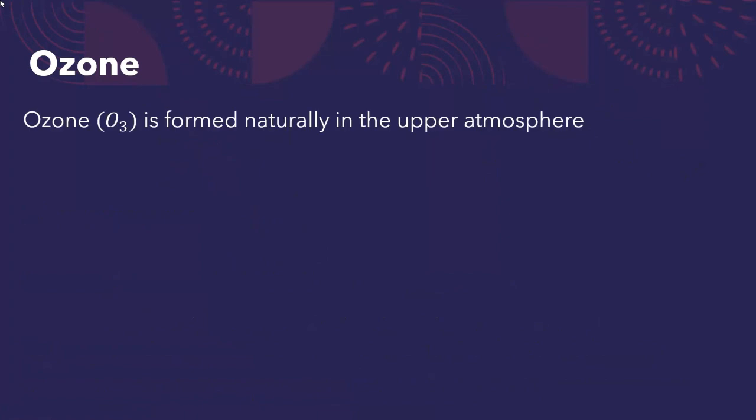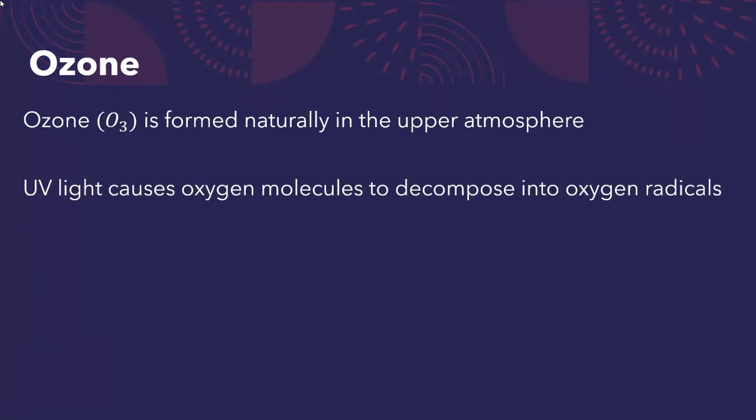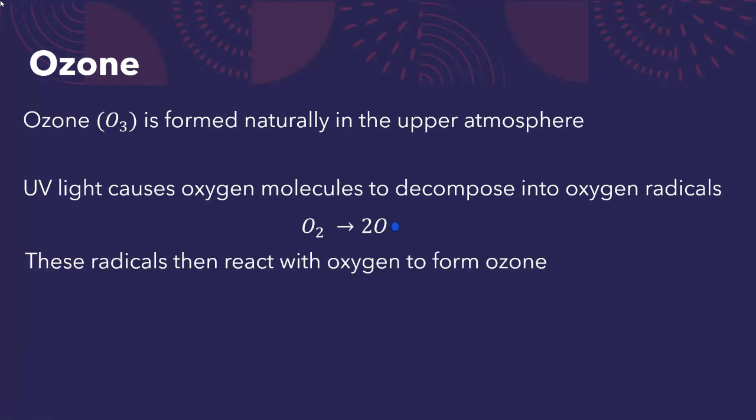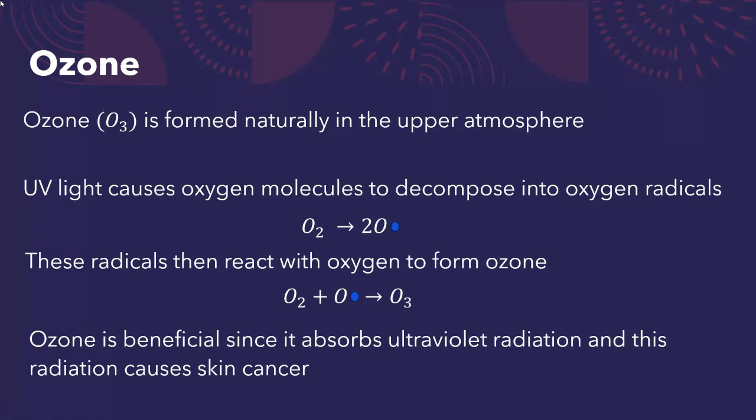And now moving on to ozone. Ozone has the formula O3, and it's formed in the upper atmosphere naturally. How it's formed: UV light causes oxygen to break down into oxygen radicals, and these radicals then react with oxygen to form ozone. And ozone is useful for us because it absorbs UV light, and UV light causes skin cancer.